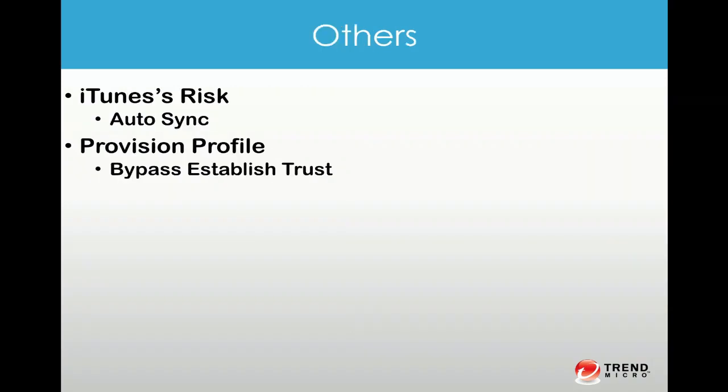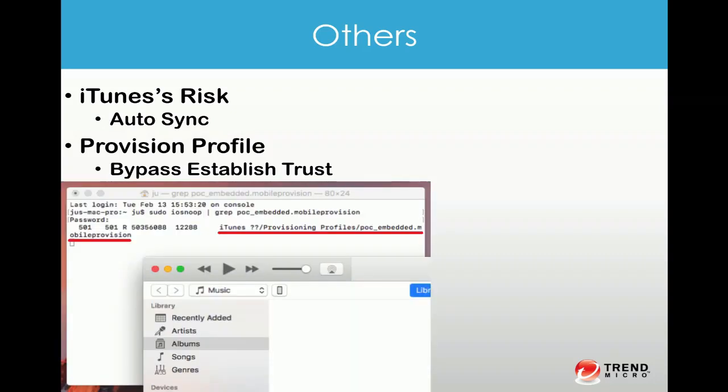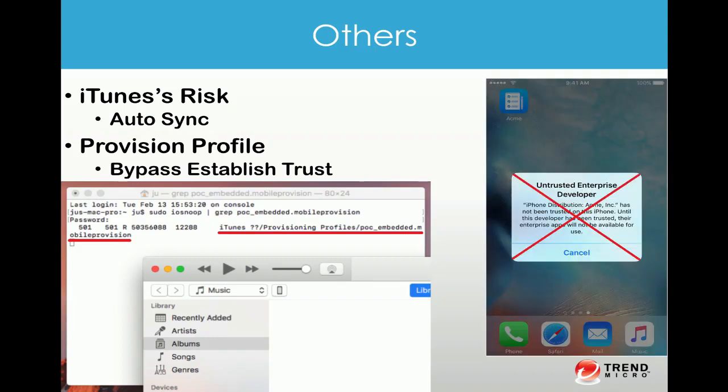This kind of malicious profile is actually a configuration profile. There is also a profile called a provision profile. We found that iTunes had a risk. It can auto-sync all provision profiles in a fixed directory to a device without checking the owner of this directory. Maybe this will be part of an attack chain. Moreover, we also found a vulnerability that can bypass the established trust mitigation mechanism by attacking the installation of the provision profile.